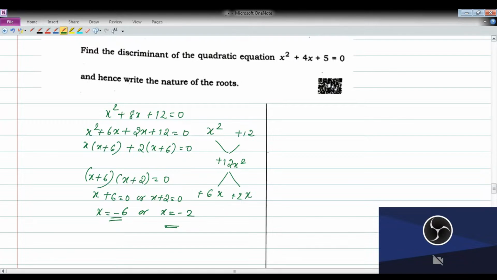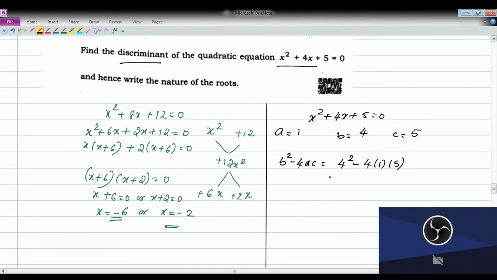Right, now let us find out the solution for the next question, internal choice question. We need to find out the discriminant of a quadratic equation x square plus 4x plus 5 equal to 0. To find out the discriminant, we need the values of a, b, c. Value of a is 1, value of b is 4 and value of c is 5. So now I need to find out b square minus 4ac. So b square minus 4ac is 4 square minus 4 into 1 into 5. So 4 square is 16 minus 20. The discriminant of the quadratic equation is minus 4.